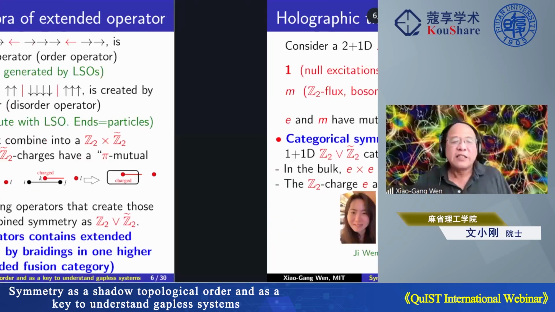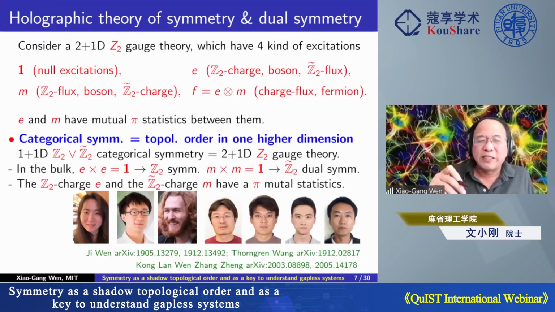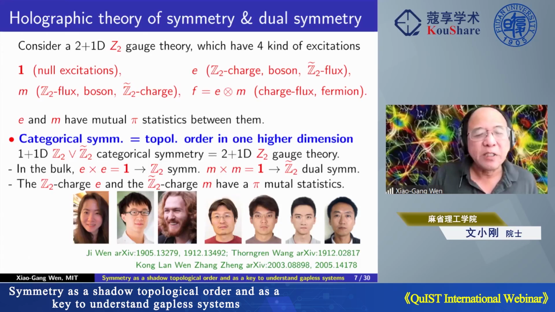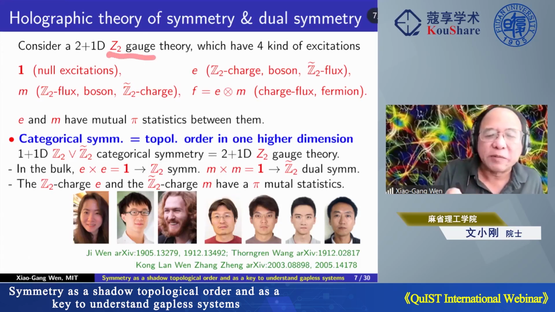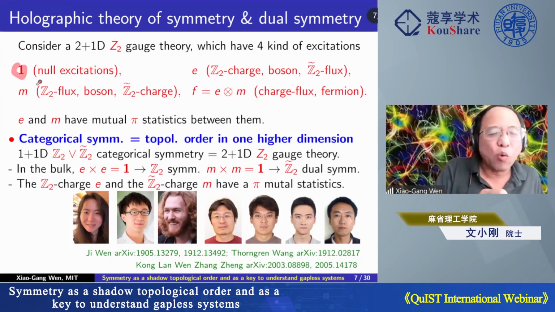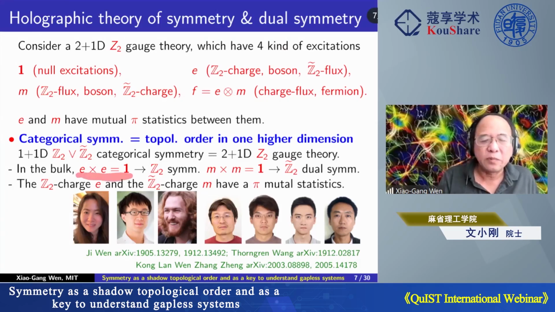Okay, so again using this example, we can really see that this Z2 symmetry or this categorical symmetry is related to the topological order in one higher dimension, that's in 2+1 dimensions. This topological order is very simple, it's just a Z2 gauge theory. The Z2 gauge theory is like the toric code, and has four excitations: 1, E, M, and the combination, the F fermion. Okay. And in this case, obviously we see that E has a mod 2 conservation because of this fusion rule. And M also has a mod 2 conservation.